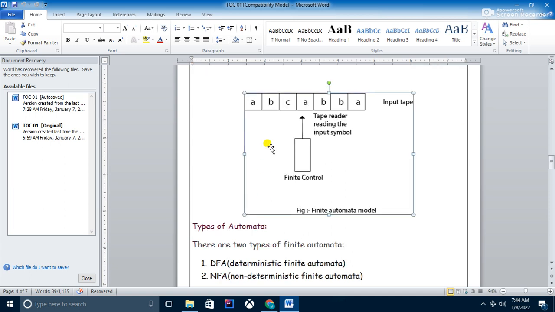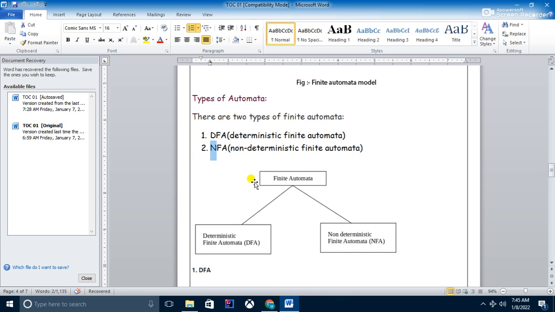Now finite automata can be divided into 2 types: deterministic finite automata and non-deterministic finite automata. So finite automata is divided into 2 types, DFA and NFA. DFA stands for deterministic finite automata and NFA stands for non-deterministic finite automata. That division or type of automata is represented with the help of a diagram. So this is the total types of the finite automata.